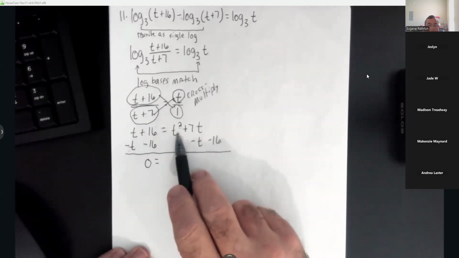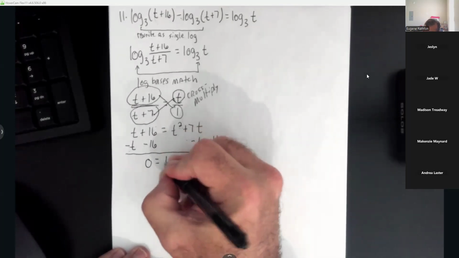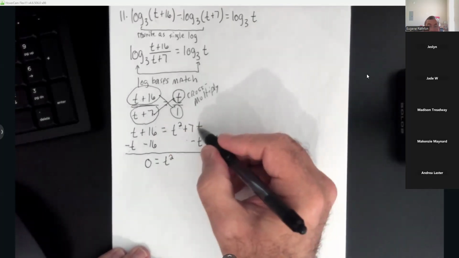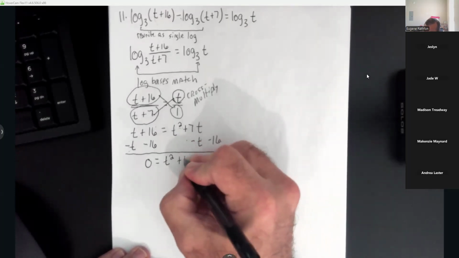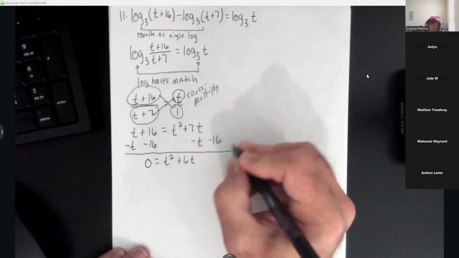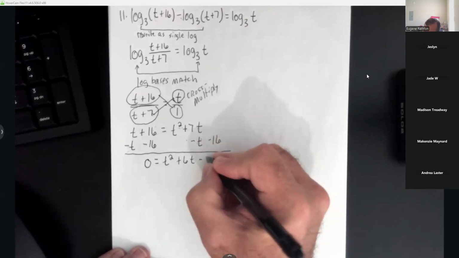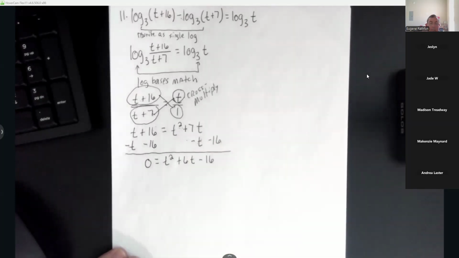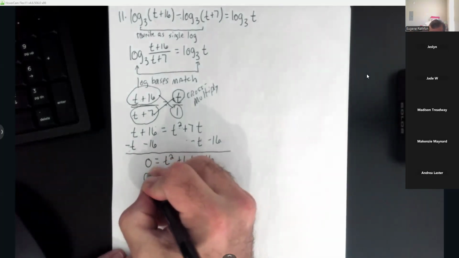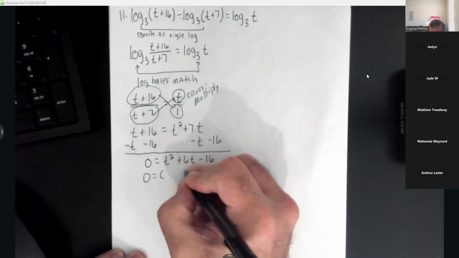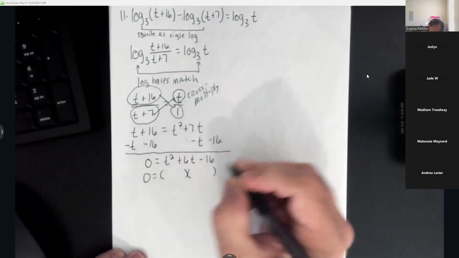Now over here, I'm going to bring down my t squared. Here you had a 7t. We subtracted a t, so that's going to leave you 6t. And then at the end is a minus 16. And y'all look at that, I've got everything on one side equal to 0. So now I'm going to solve mine by factoring.